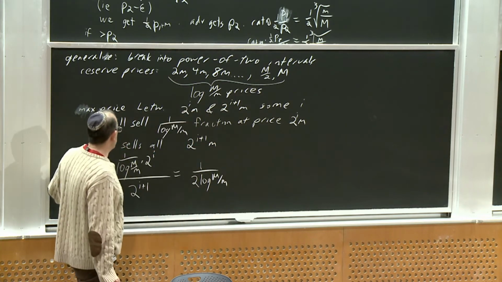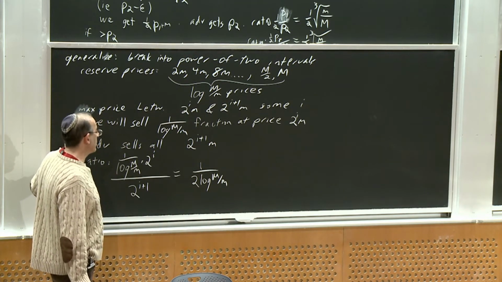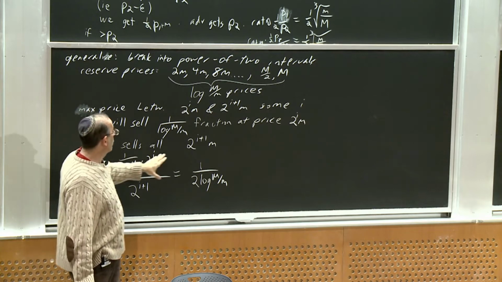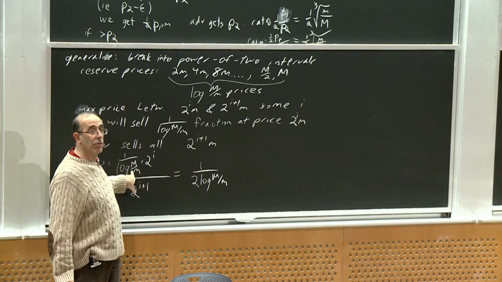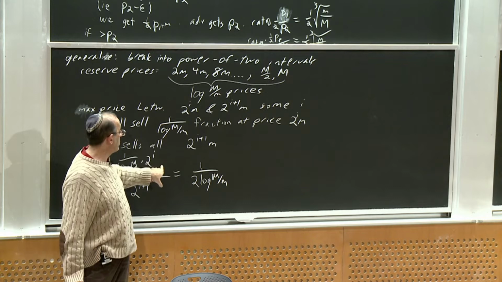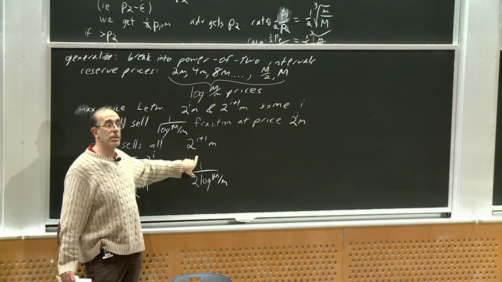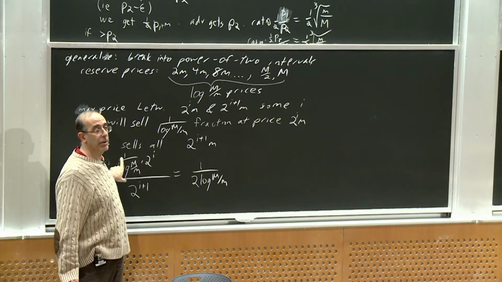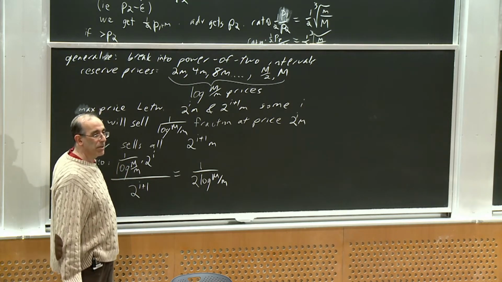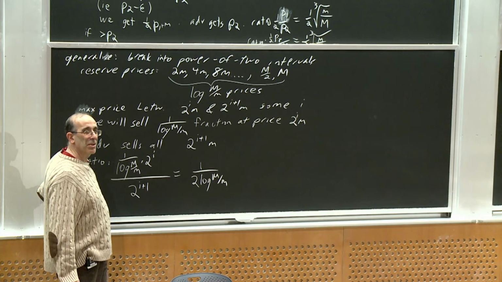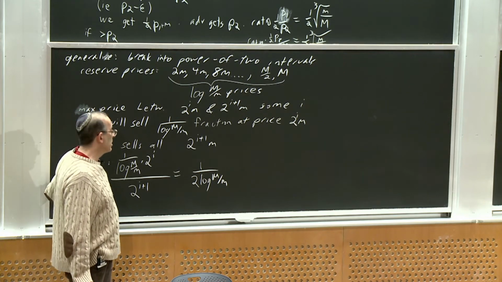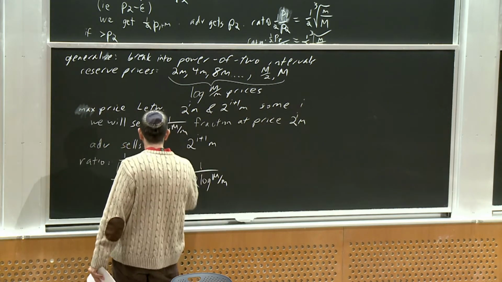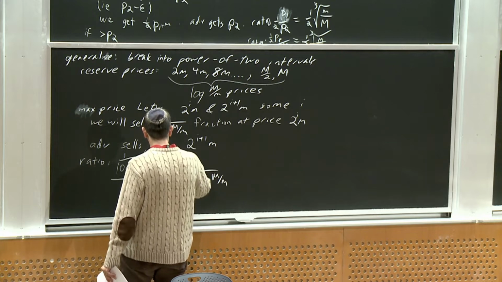So yes, you're right. In fact, I can be a little more precise here. If the price gets up to something between 2 to the I m and 2 to the I plus 1 m, then we're going to be selling at threshold 2 to the I, but also at threshold 2 to the I minus 1, and threshold 2 to the I minus 2, and threshold 2 to the I minus 3, and so forth. So in fact, we're going to be getting this.